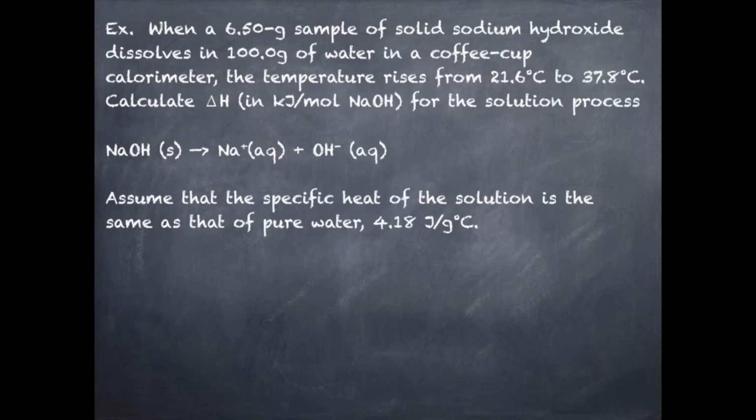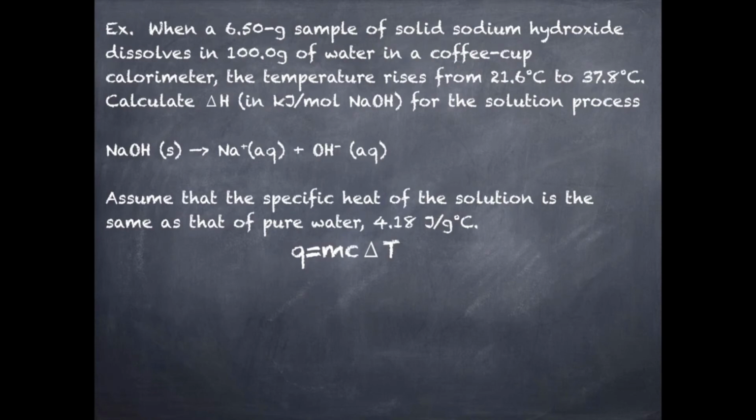So let's look at an example right here. It tells me I have 6.50 grams of solid sodium hydroxide, and I'm going to dissolve it into 100 grams of water. Now, it wants me to determine the heat that is going to be released, and I know it's going to be released because the temperature of the water is increasing. And so what I'm going to first do is use this formula to determine the heat that the water, that the solution, absorbs.